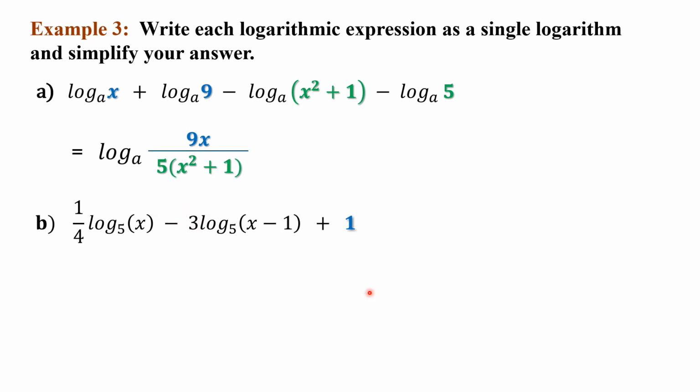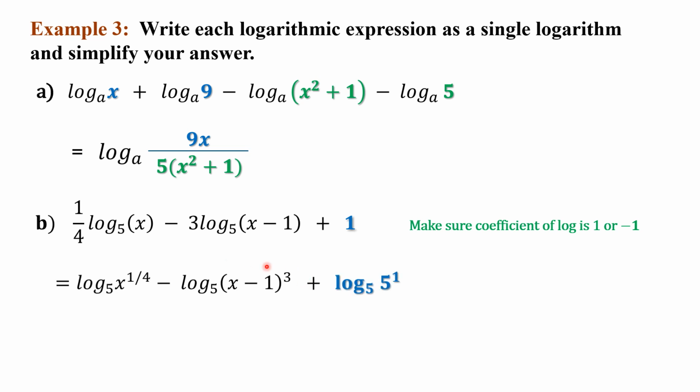So let's do this step by step. First, we have to make sure that the log coefficient is 1 or minus 1. And then we rewrite this 1/4 of log of x to the base 5 as log of x to the 1/4 base 5 by putting this coefficient as a power of x. And then the second one is putting this 3 as a power of x minus 1. And then the last one is, as we said, we have to change this into the same log base 5. So log base 5 of 5 power 1. If you simplify this, the answer is this one.